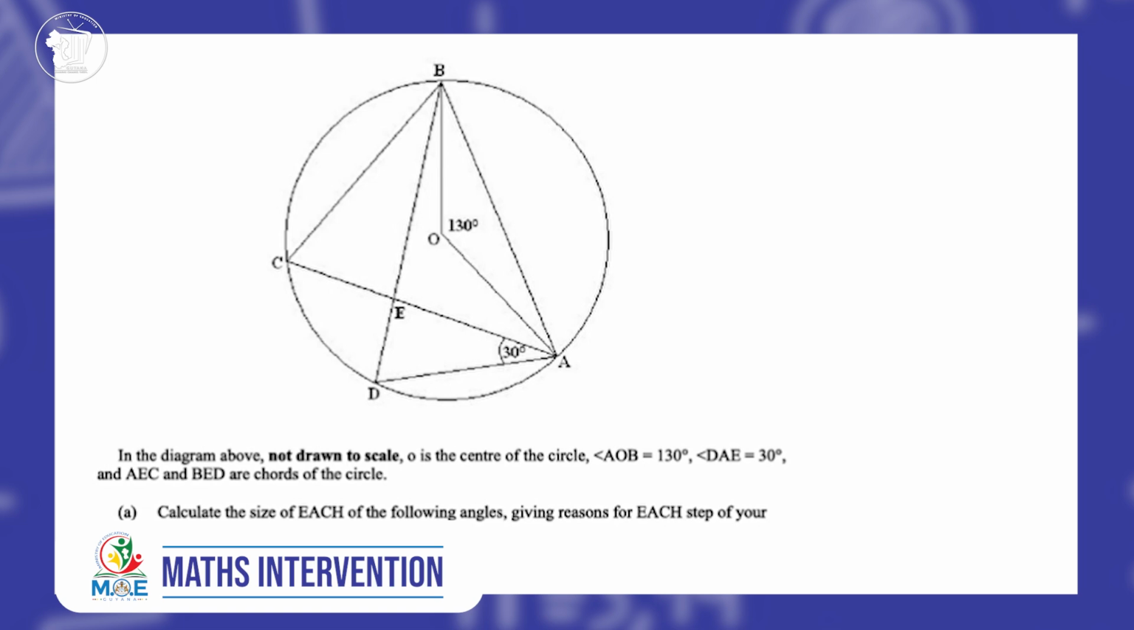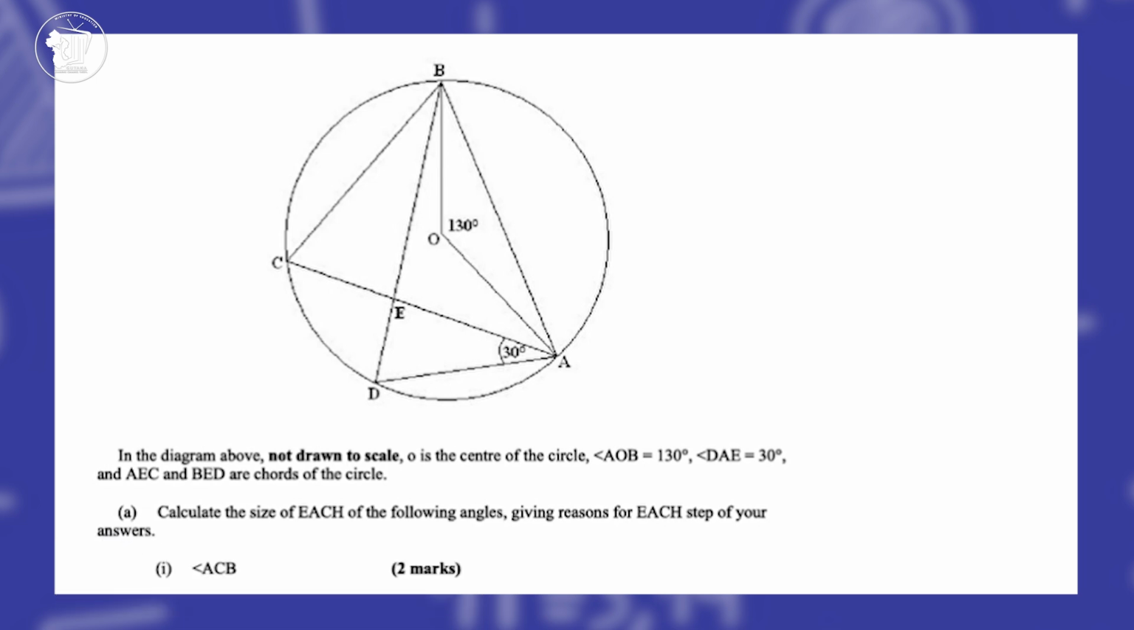The question says, in the diagram above, not drawn to scale, O is the center of the circle, angle AOB is equal to 130 degrees, angle DAE is equal to 30 degrees, and AEC and BED are chords of the circle. The first question says, calculate the size of each of the following angles, giving reasons for each step of your answers. So the first thing we want to do is calculate the size of angle ACB.